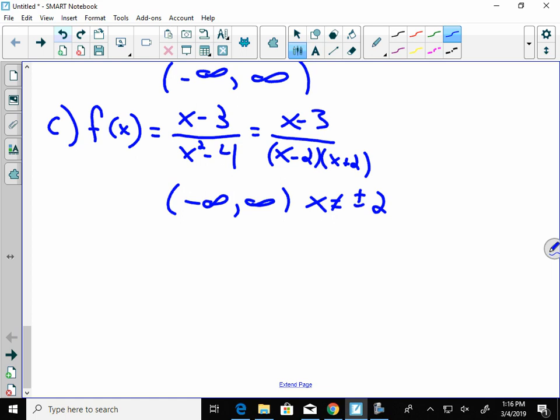Is there a way to write it the other way? No, you could. It would be three unions, though. It would be from negative infinity to negative 2, not including, then negative 2 to positive 2, not including, and then positive 2 to infinity. So the easier way is just to do that.